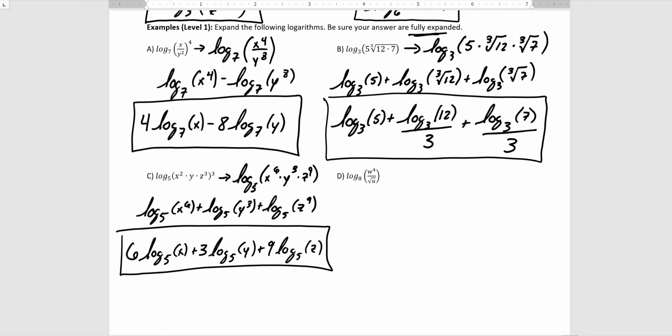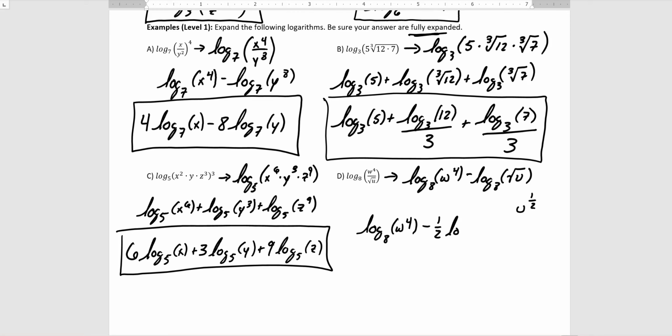Now looking at letter D, I see we're starting with some division in my argument, so that can become subtraction. So I'll have log base 8 of w to the 4th minus log base 8 of the square root of u. Okay. Well, the next thing I need to do, the square root of u is the same thing as u to the 1/2, right? Which we're going to write as a fraction. So we'll have log base 8 of w to the 4th minus 1/2 log base 8 of u.